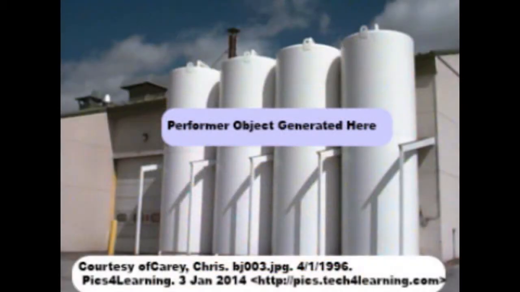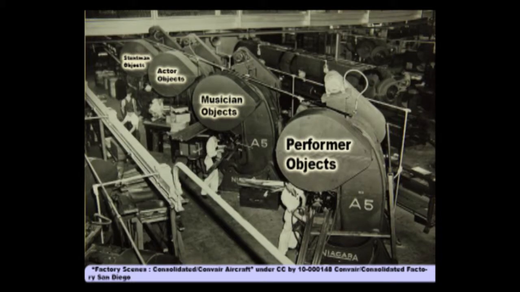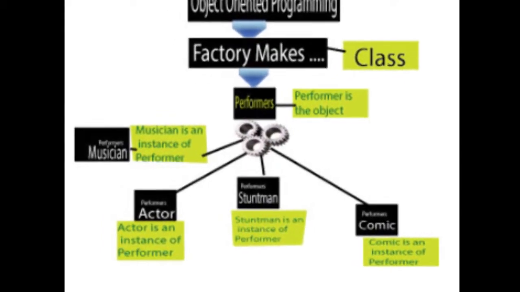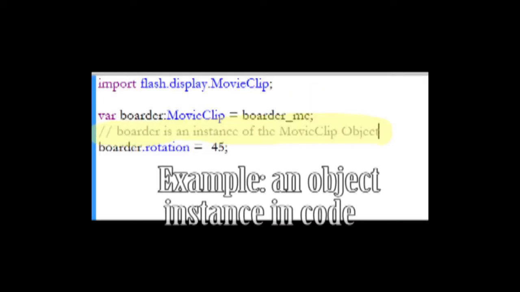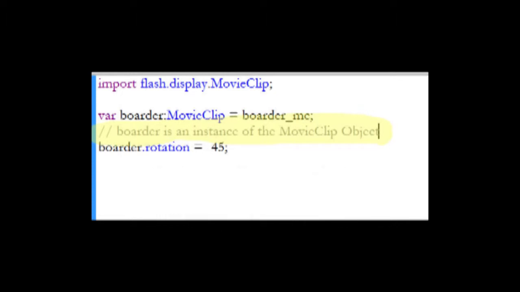In object-oriented programming, you first need to create the object, and where you would do that is something called a class. So we're going to look at a class like a factory. The factory is making performers, a performer object, and every time a performer is needed, an instance of the performer object is called on. So when an object is being used inside of a program, it's called the instance of an object, like a blueprint of the object.